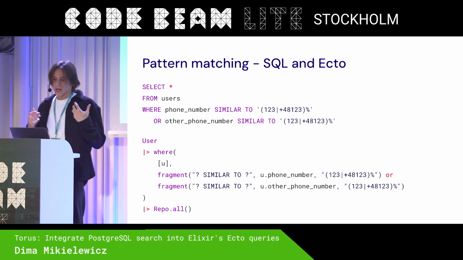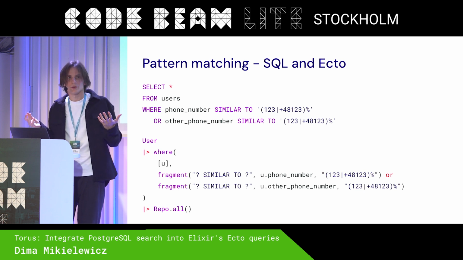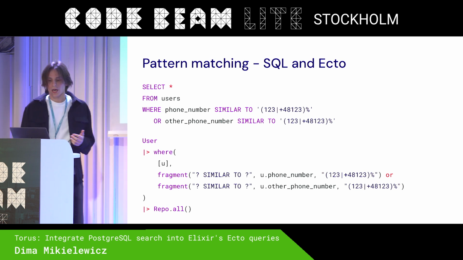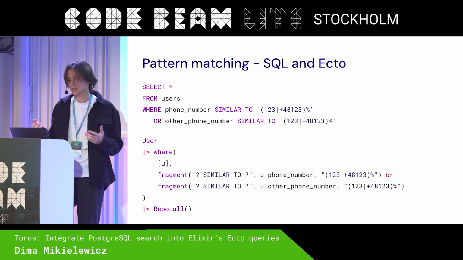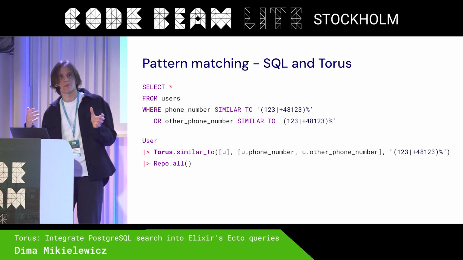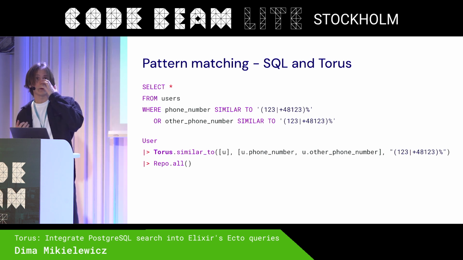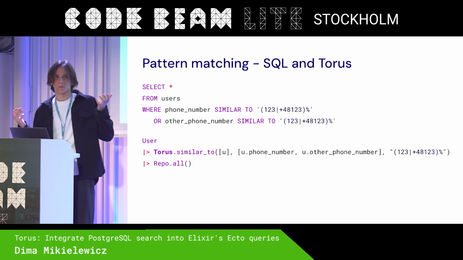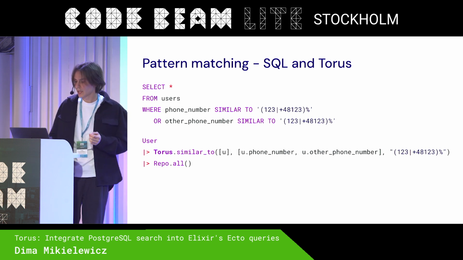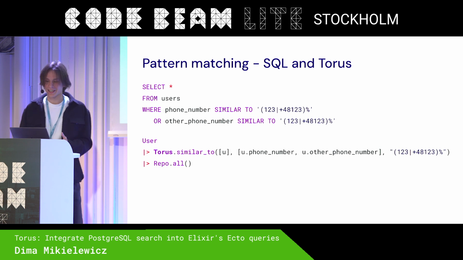And you might probably have multiple phone numbers, and you would need to write something like that. So it would say that the first phone number matches the pattern, or the second phone number matches the pattern. And in Ecto, in the example below, you would need to write 2 fragments. So here is where the library that I wrote comes in handy.